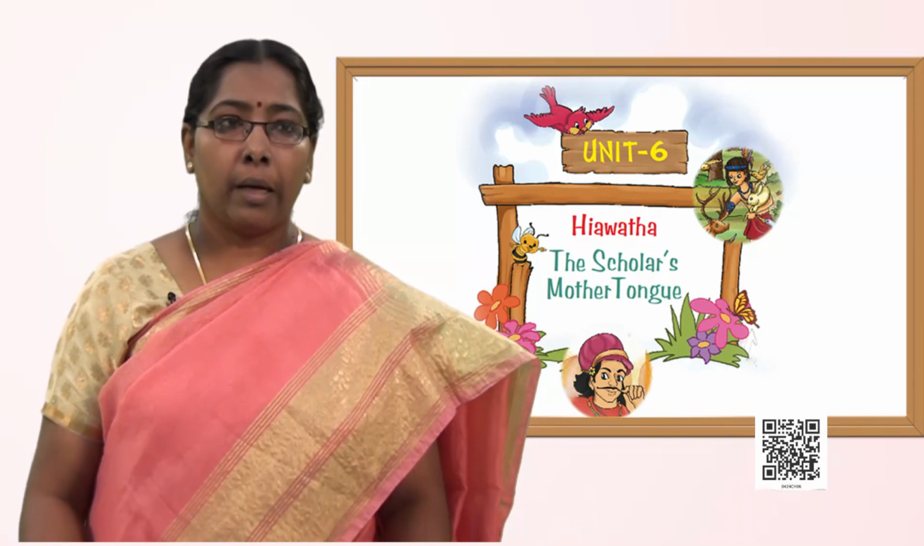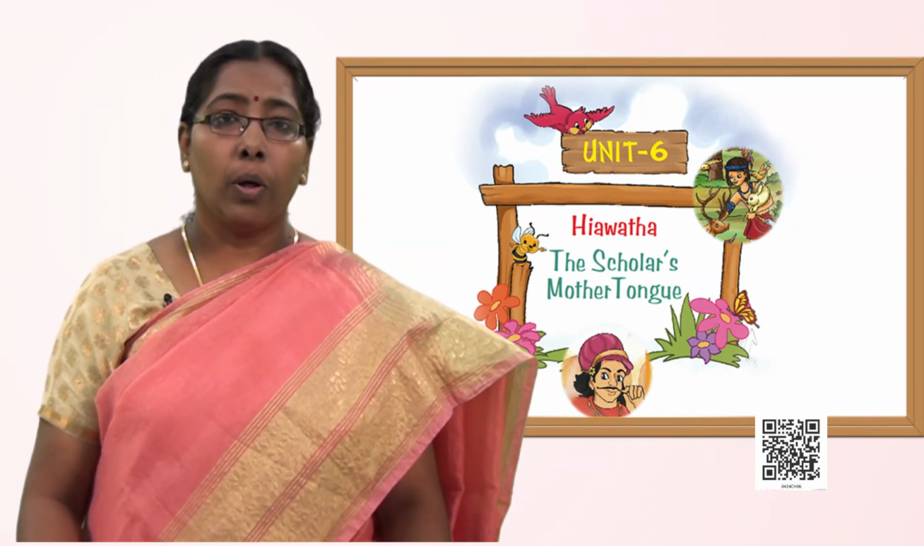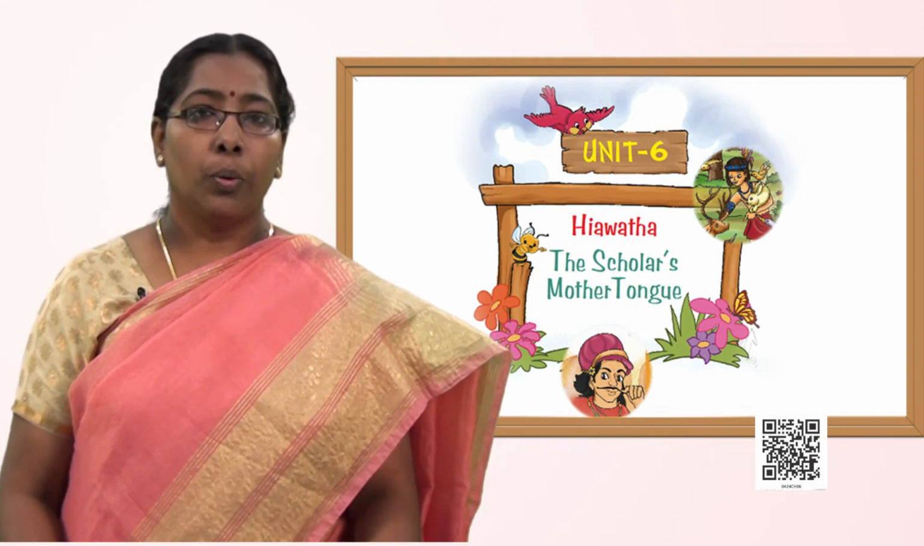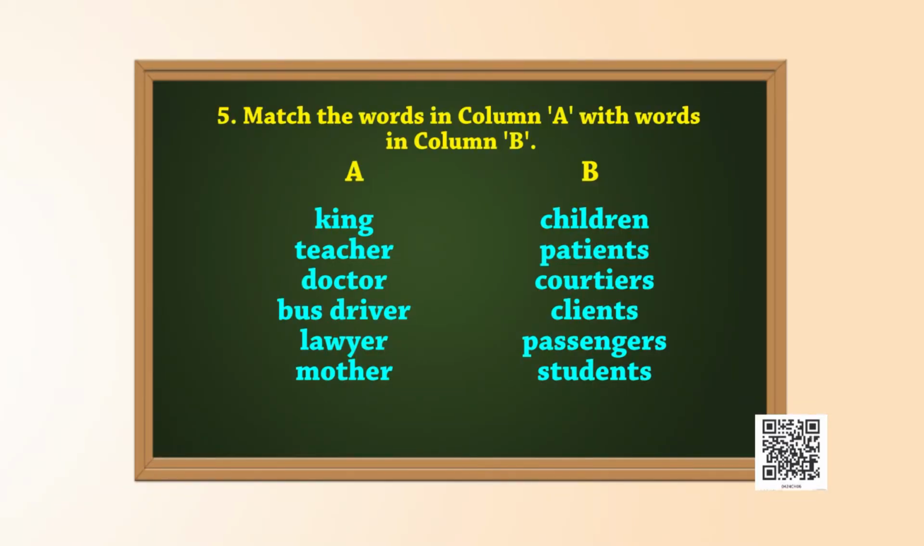So, here we have the nouns, we have to match that nouns with column A and column B. So, we have seen the word king here in the prose. So, keeping that in the mind, you can match column B. So, here we have king. What is the right answer? Courteous. Teacher, students, doctor, patients, bus driver, passengers, lawyer, clients, mother, children. Yes, I hope you have done this exercise.